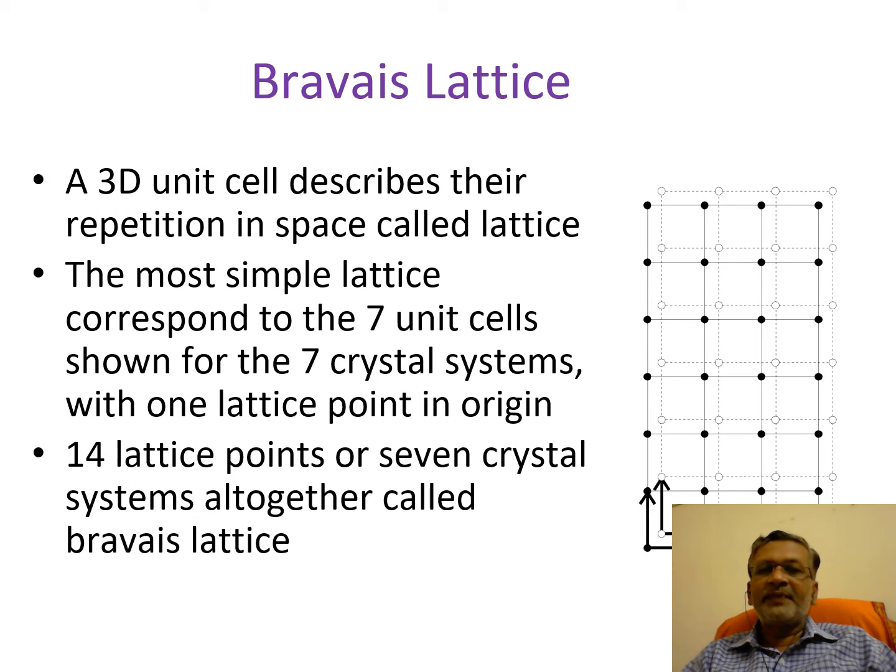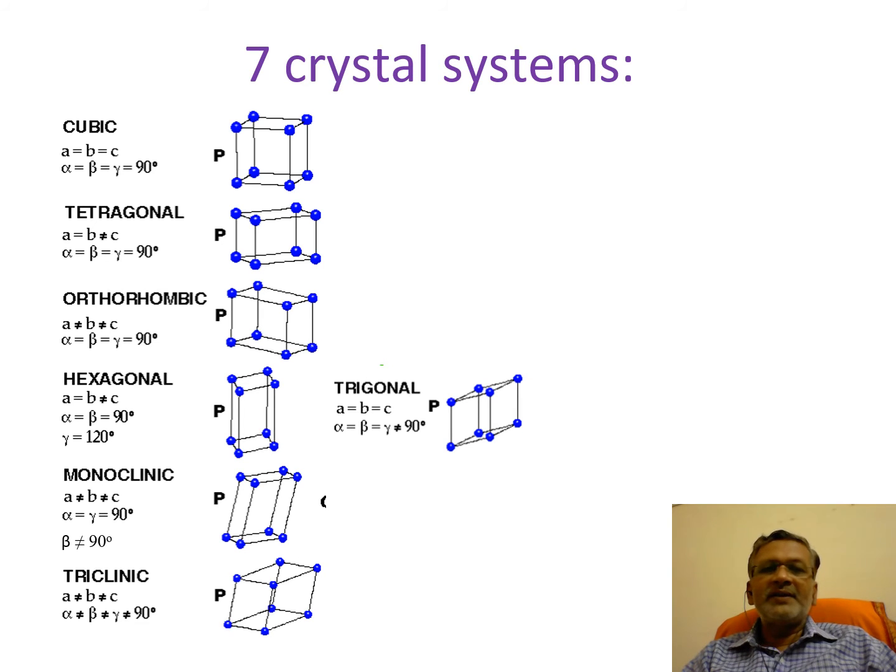Bravais lattice: there are 14 lattice points classified into 7 crystal systems. This classification of 7 crystal systems from 14 lattice points is called Bravais lattice. These Bravais lattices are cubic, tetragonal, orthorhombic, hexagonal, monoclinic, triclinic, and trigonal, depending upon a, b, c and alpha, beta, gamma.